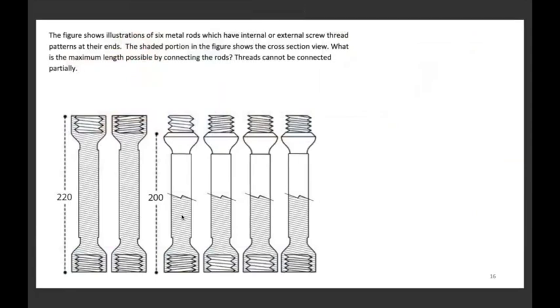The figure shows illustration of 6 metal rods which have internal and external screws. This is internal screw, and then this is an external screw head. The shaded portion in the figure shows the cross section. What is the maximum length possible by connecting the rods? इन सब रॉड को यूज करके हम कितना बड़ा रॉड बना सकते हैं ये ढूंढना है आपको. If I just name the rods A, B, C, D, E and F.